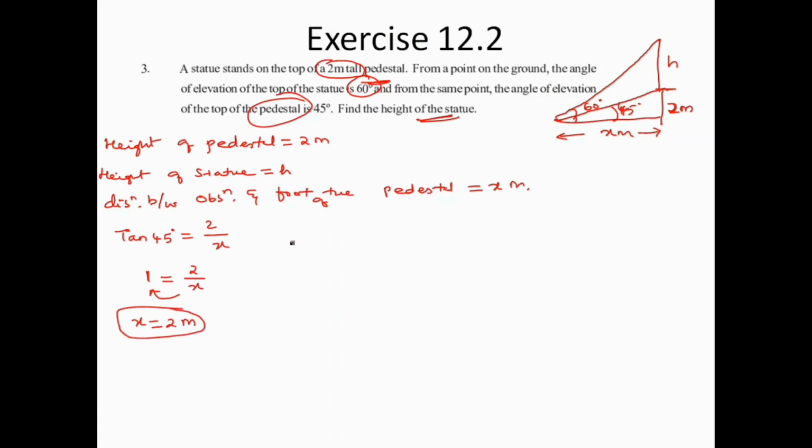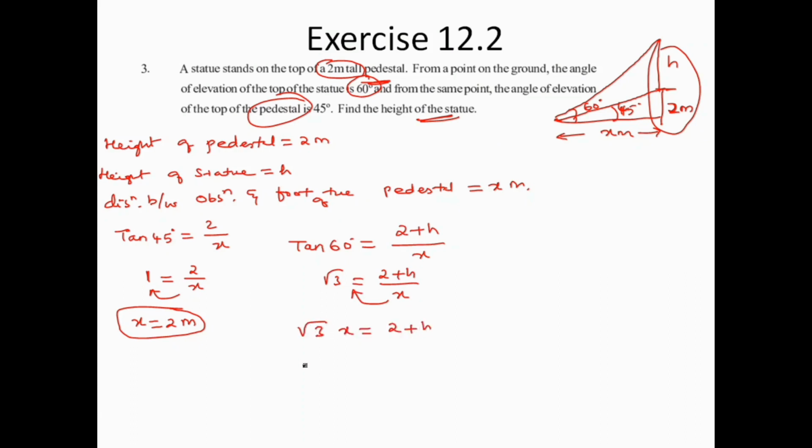So let us look at the next one over here. The next one is tan 60 equals (2 plus h) by x, as you need to consider the overall length over here. The value of tan 60 is root 3, so root 3 equals (2 plus h) by x. I'm shifting the x to the other side. Root 3 into x is equal to 2 plus h. Now I'm substituting the x value from here. So I am left with root 3 into 2, that is 2 root 3, equals 2 plus h, right?